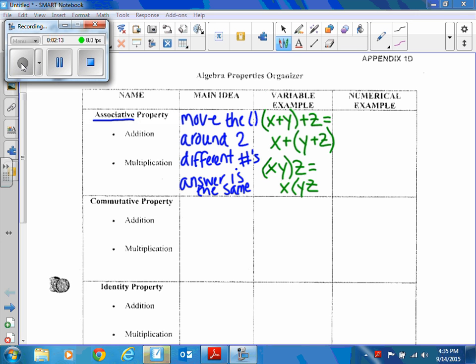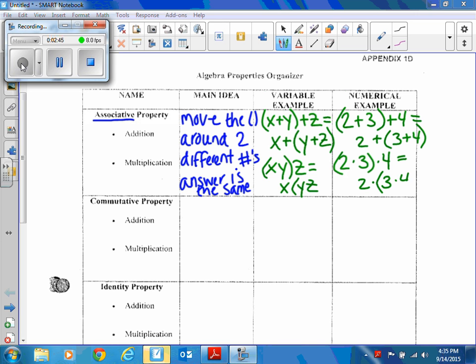All right, to see the numerical example, all we would do is just substitute numbers. So we can have (2 + 3) + 4, and that's equal to 2 + (3 + 4). Again, with multiplication, (2 times 3) times 4, so it looks very similar to addition, it's just a different operation. Instead of adding, we're multiplying. And that is 2 times (3 times 4).